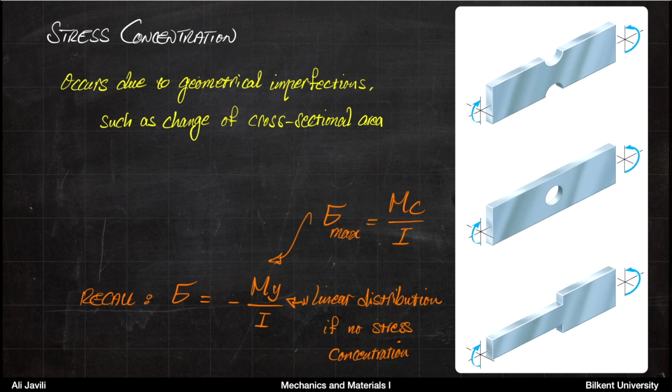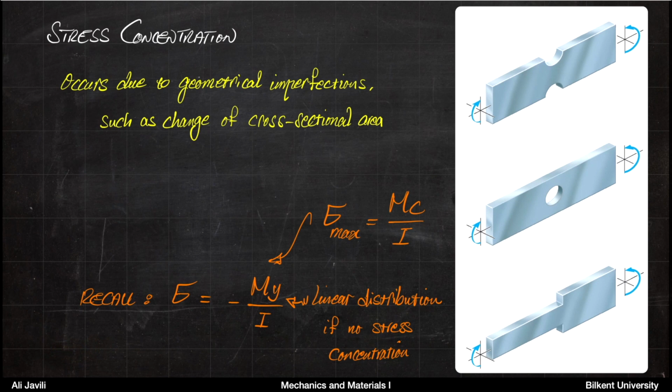Recall that the flexure formula reads sigma equals minus My divided by I. It basically gives you a linear stress distribution if there is no stress concentration. Also, it tells you that the maximum stress would be Mc divided by I, again, if there is no stress concentration. So this is valid for uniform members.